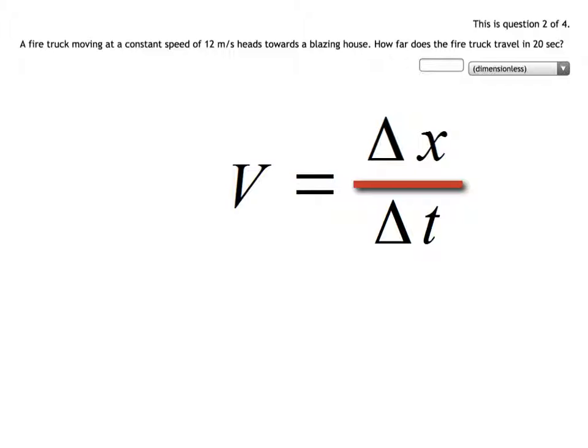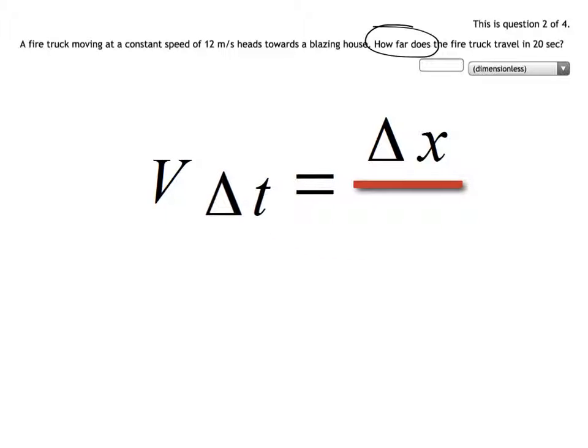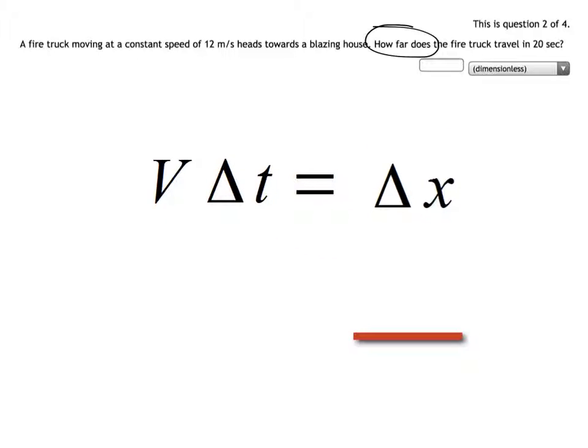In this next problem, they're asking us to find how far the fire truck travels in 20 seconds. So what we're looking to do is isolate this displacement in our formula. Okay, we can do that by multiplying both sides of the equation by the time interval. What that does is move this over here. There we are. And since we already knew the velocity and the time interval, I leave it to you to plug in those numbers and find the answer.